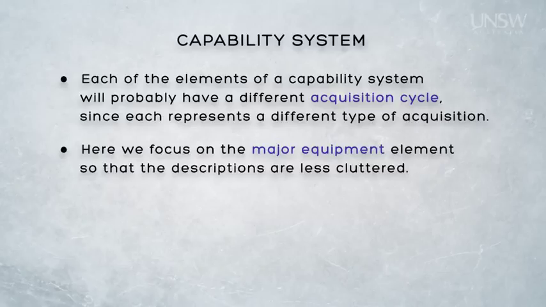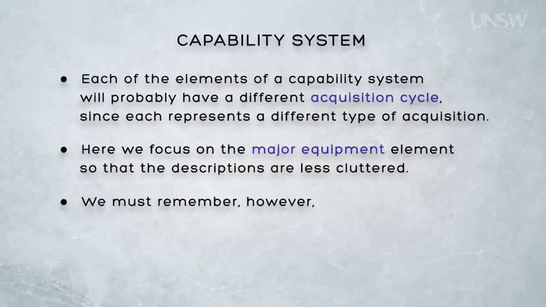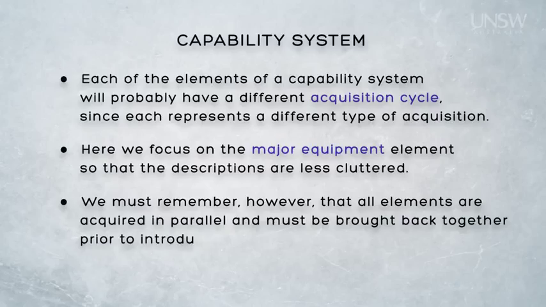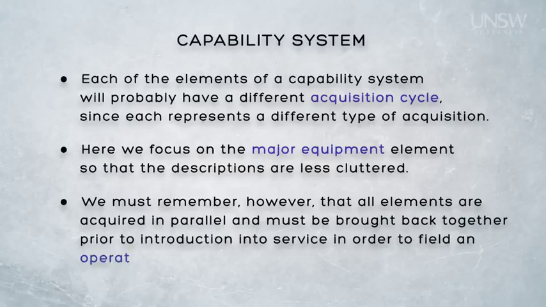In the remainder of this course, for ease of description, we focus on the acquisition of just the major equipment element, often called the materiel system, to make it easier to understand the linear sequential process. We must always keep in mind, however, that this acquisition is being undertaken in parallel with the acquisitions of the other elements of capability, and that all of those elements must then be brought back together prior to introduction into service in order to field the full operational capability.